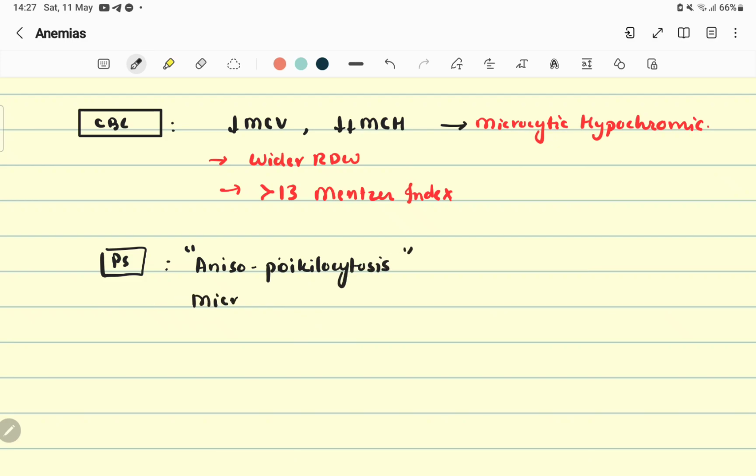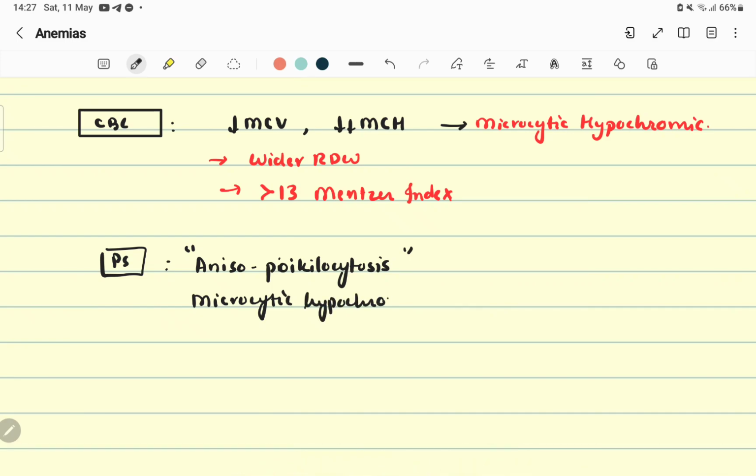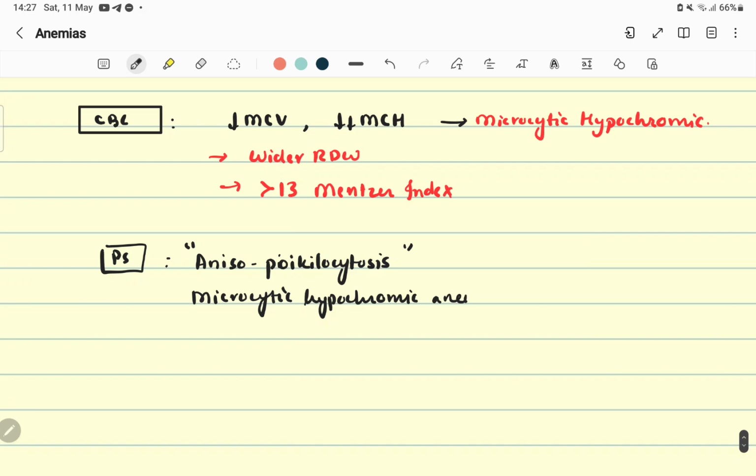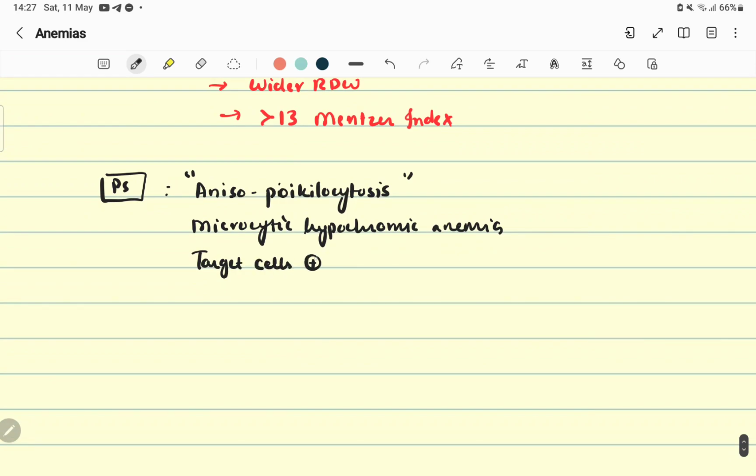And microcytic hypochromic anemia will be there. You can see target cells and spherocytes also. Target cells present, spherocytes may be present.